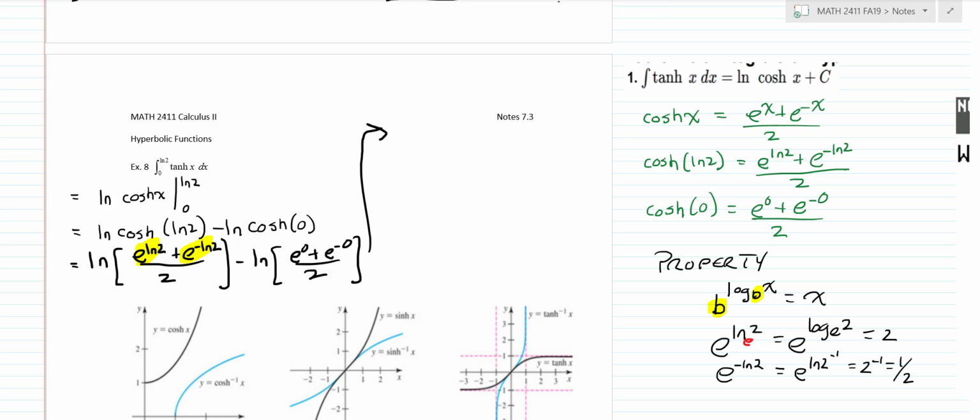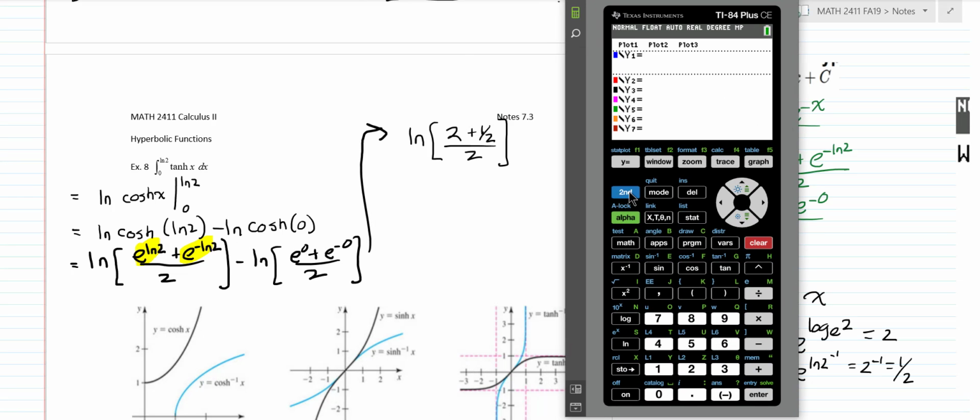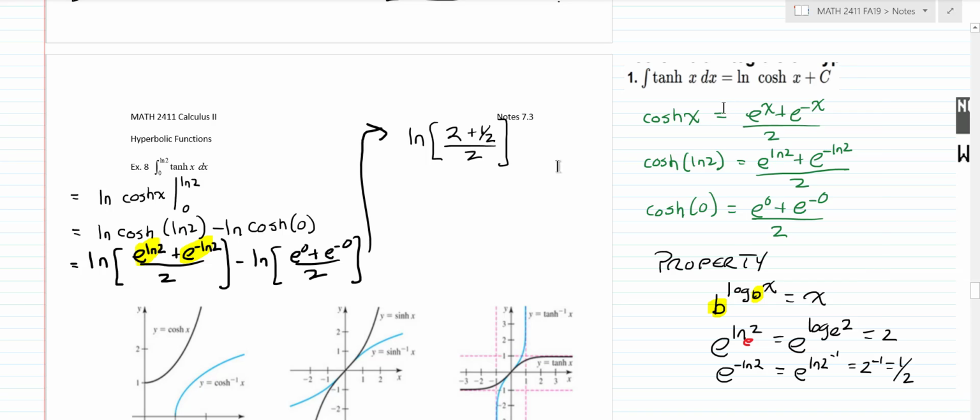You can do that on scratch paper if you want. So what we'll have is ln of 2 plus 1/2, all over 2. By the way, your calculator would do this. I'd like students to know how to do this without a calculator, but the calculator can certainly bail you out, and if you wanted to be confident in your answer, you could just enter e raised to the ln of 2, and that gives 2. Or e to the negative ln 2. I'm not sure if this works on this calculator. Yeah, it does, it's 1/2. So you can verify things that way if you want to.